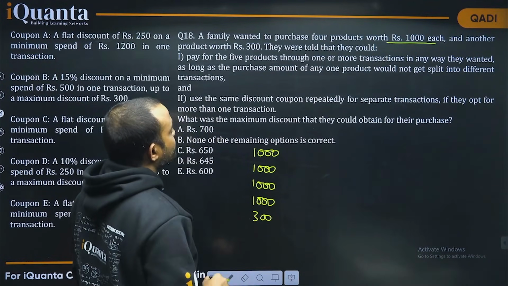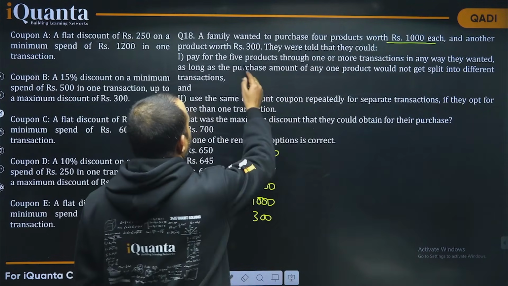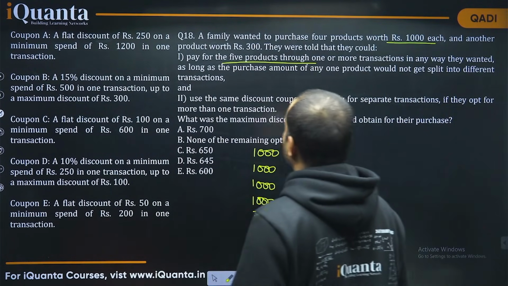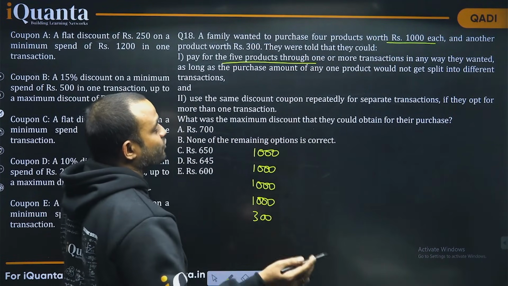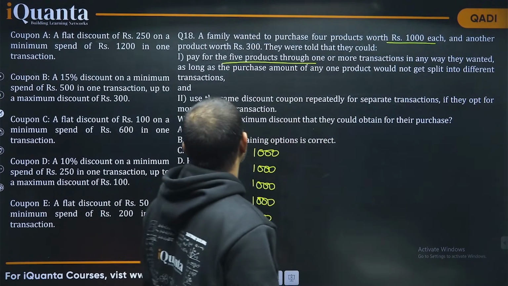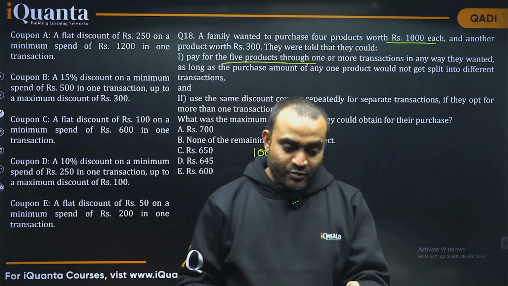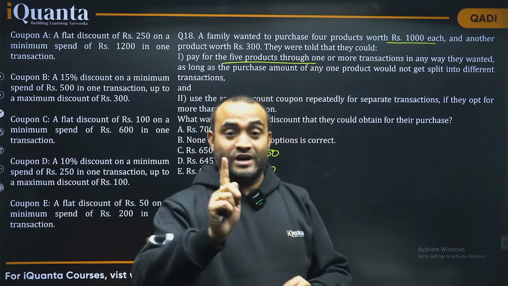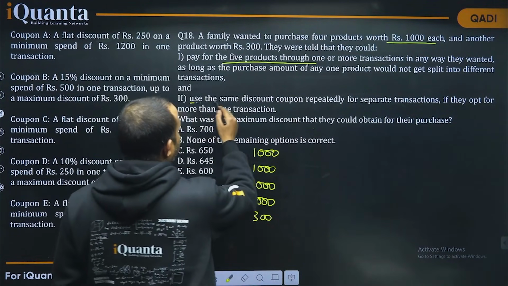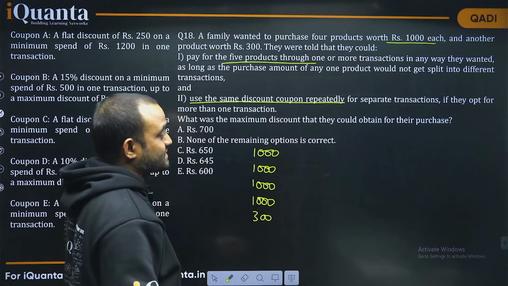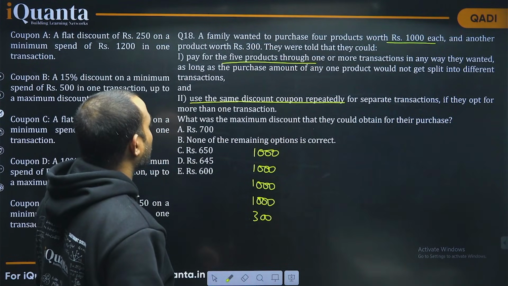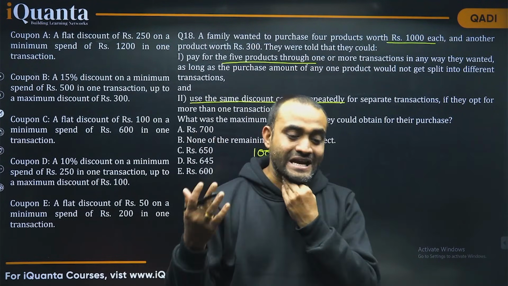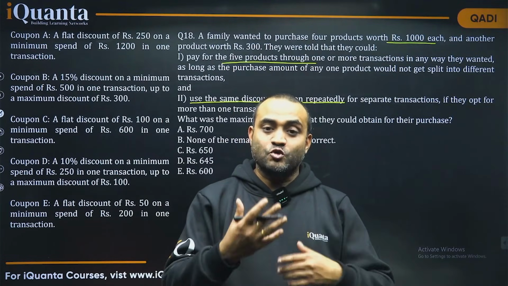So using the coupons, they were told that they could pay for the 5 products through 1 or more transactions, in any way they wanted, as long as the purchase amount of any one product would not get split into different transactions. One product cannot be paid in different transactions. More than one product can be paid in one transaction. The same discount coupon can be used repeatedly for separate transactions. So the work is M1D1H1 upon W1 if they opt for one transaction, and M2D2H2 upon W2 if they opt for more than one transaction.